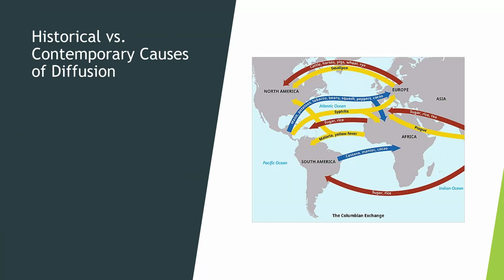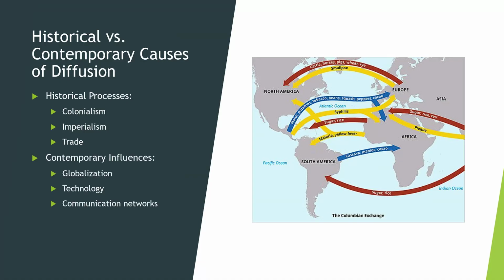Okay. Then we have historical versus contemporary causes of diffusion. Historically, we've seen colonialism, imperialism, and trade as a source of diffusion. Today, globalization, technology, and communication are all contemporary influences.